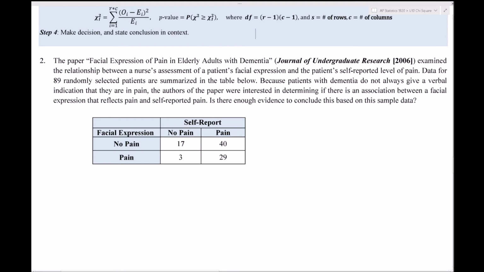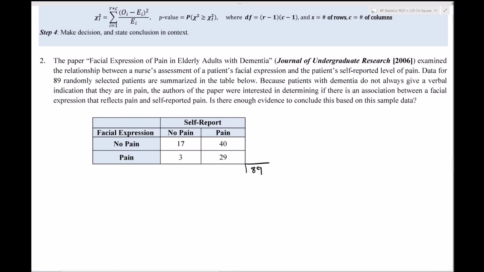Is there enough evidence to conclude this based on the sample data? So here's our sample data given in the form of a table. We have one group of patients, 89 of them. This is one random sample of 89 of them. So that'll be the table total.